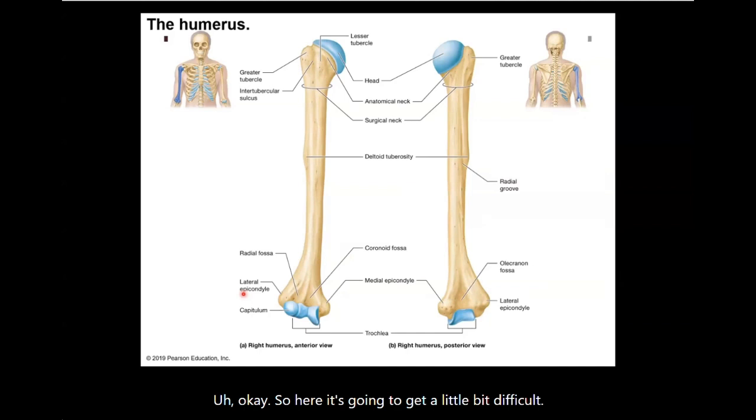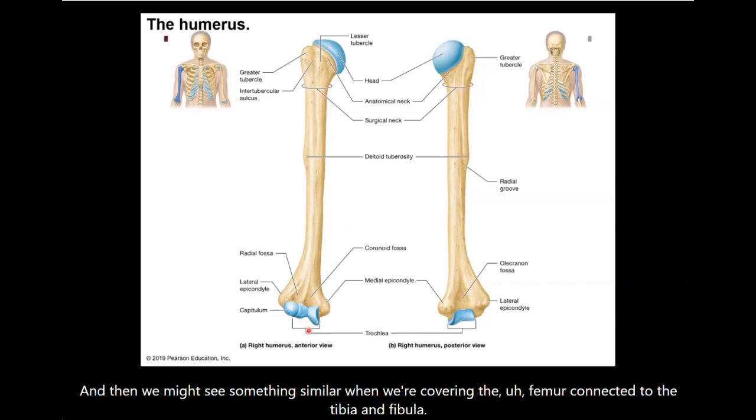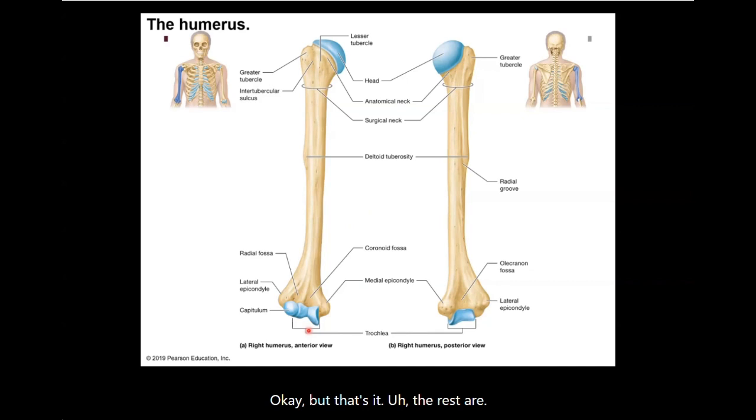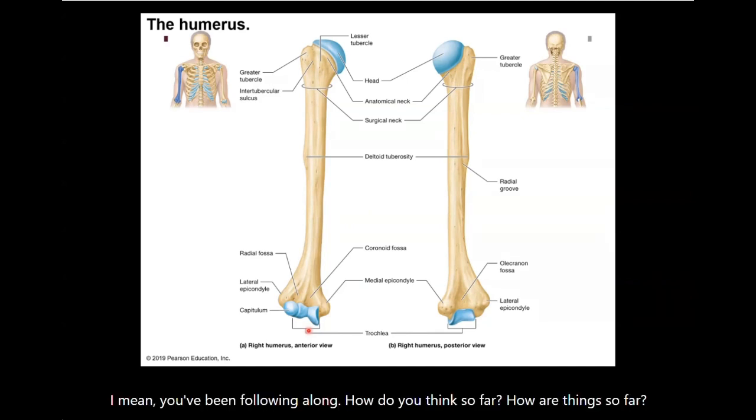Okay, so here it's going to get a little bit difficult. I think this is the hardest part, but we can get through it, okay? The joints of the humerus connecting to the radius and the ulna, and then we might see something similar when we're covering the femur connected to the tibia and fibula, okay? But that's it. The rest, I mean, you've been following along.